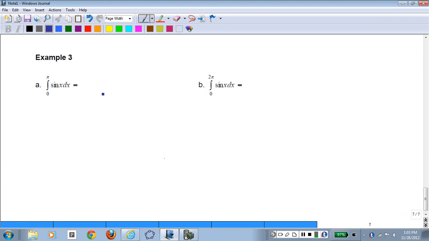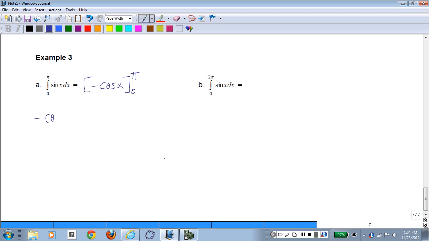So we need an antiderivative for sine x. What can we take the derivative of and get sine x? Negative cosine x. Take the derivative of negative cosine x, and that does it. So we need to take negative cosine x, evaluate it at pi, evaluate it at 0, and subtract.